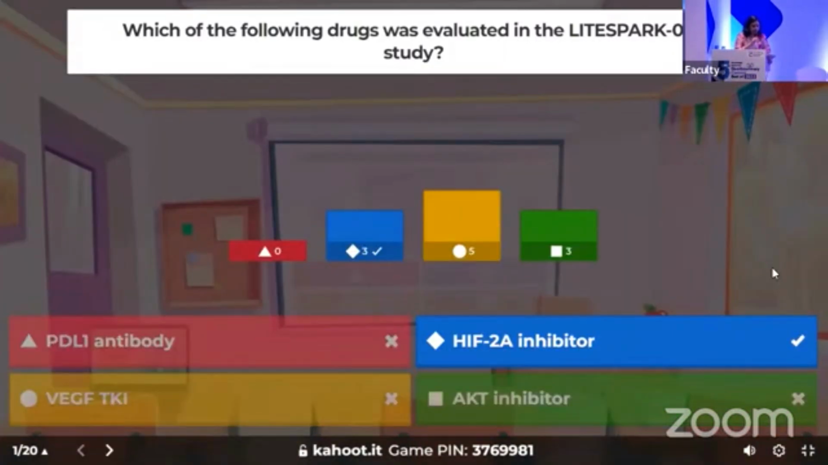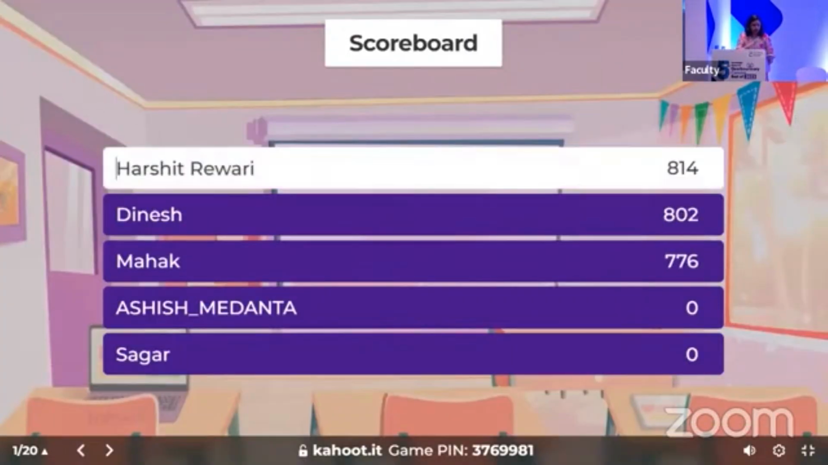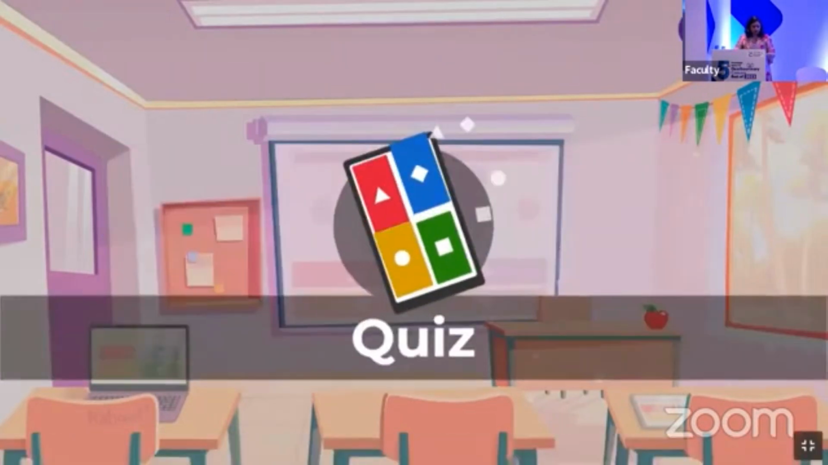So we have 3 correct answers, which is the HIF-2α inhibitor belzutifan, which was evaluated. And then we go on to the next question. So the highest scorer is Harshit Rewari for this, followed by 4 others. So moving on to question 2.